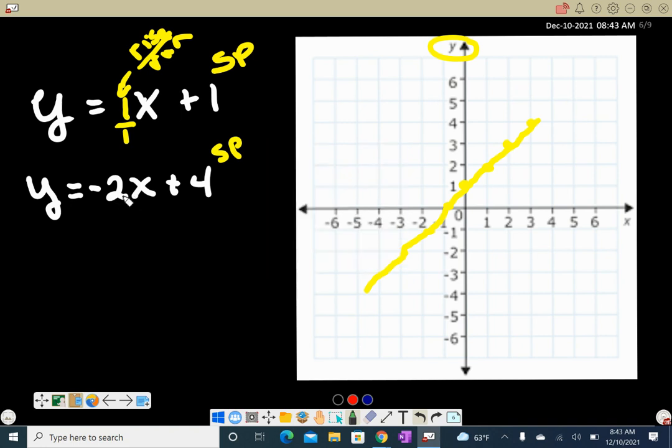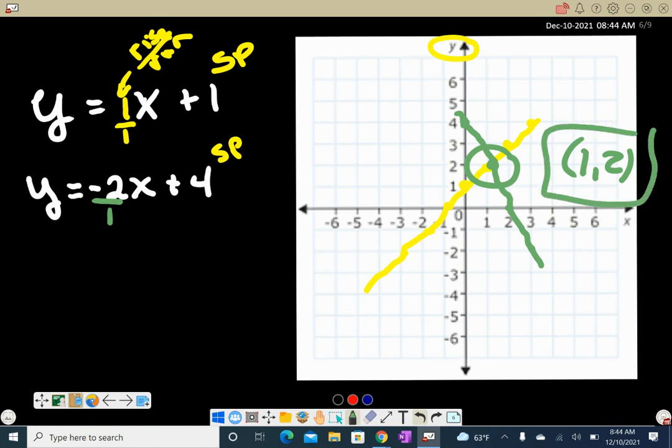Y equals negative 2x plus 4. So I'm going up to 4. Negative 2. Look at your poster for negative. Down and right. Down 2, right 1. What's my solution? 1 and 2. Make sure on your paper when you go to graph the problems that you write me what the solution is. I need this answer, okay?